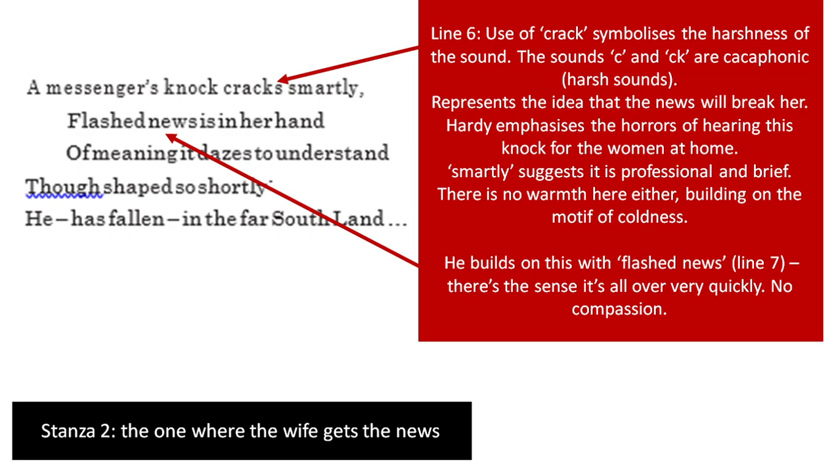And then he builds on this really well with flash news. So I'm linking the quotations together, which is called cross-referencing, if you weren't sure. So I'm joining those two quotations together, from cracks smartly to flash news. Because again, there's this sense that it's over very quickly and there's no compassion. So those quotations link very nicely. Okay, so that's lines 6 and 7. Pause here if you want some more time.